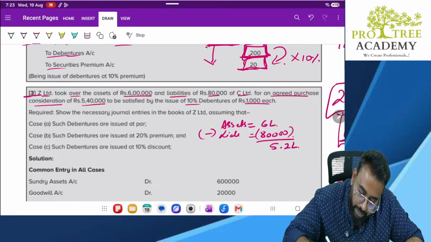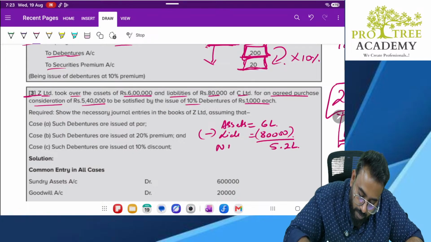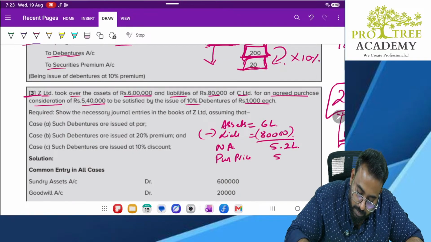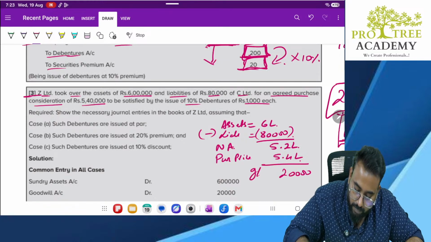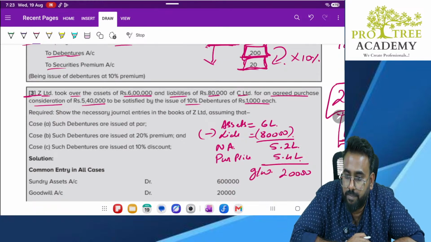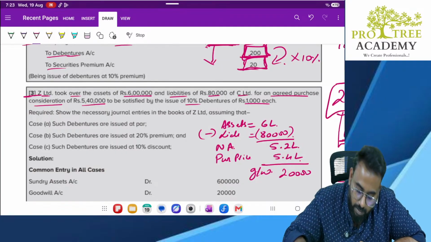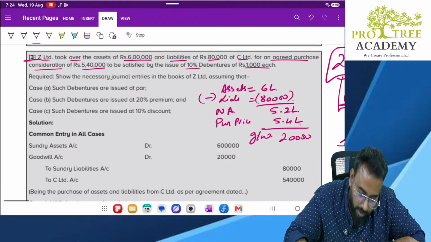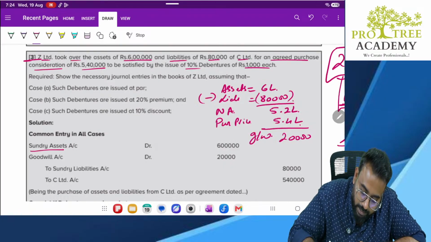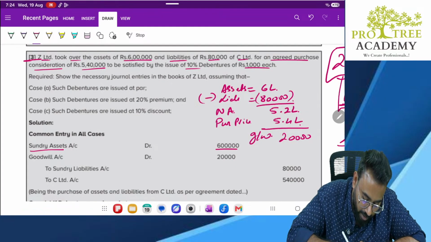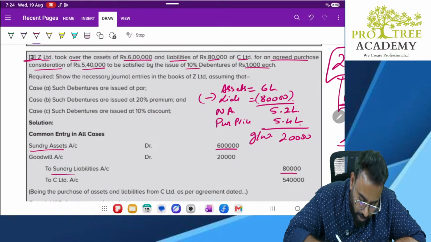Now, how much we are paying? 5 lakh 40,000. Are we paying more or less? Correct? So, the remaining 20,000 is our goodwill. Loss, but it is not called a loss, it is a goodwill. Purchased goodwill. Okay? What is the entry? Sundry assets account debit 6 lakh to sundry liabilities 80,000 to C Limited.